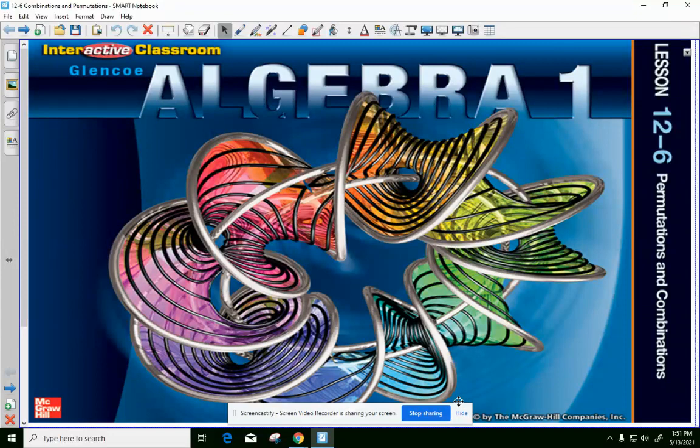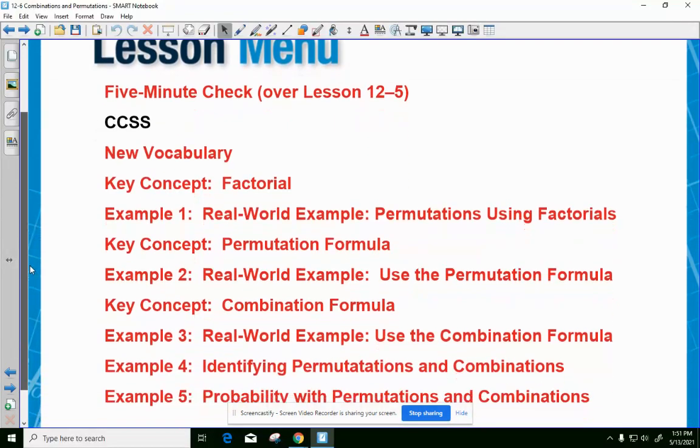Permutations and combinations. I abbreviated on the board over there. Perm versus comb. Yeah. Got a perm or do you use a comb? You know what I'm saying? All right. Al natural.